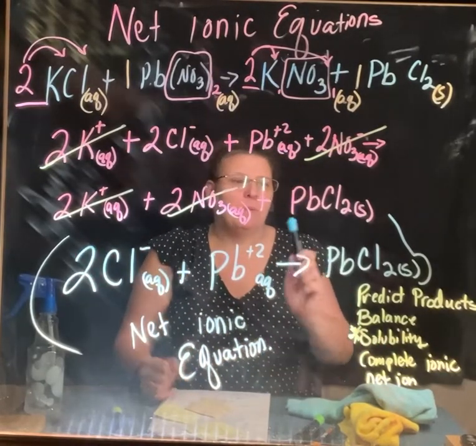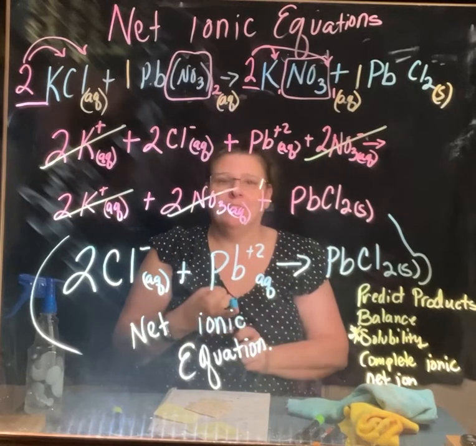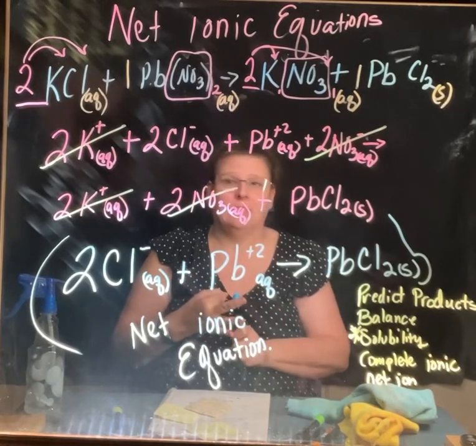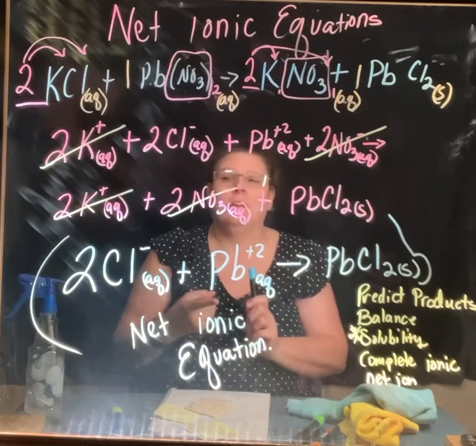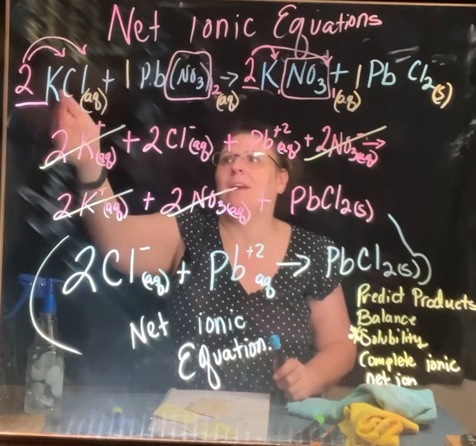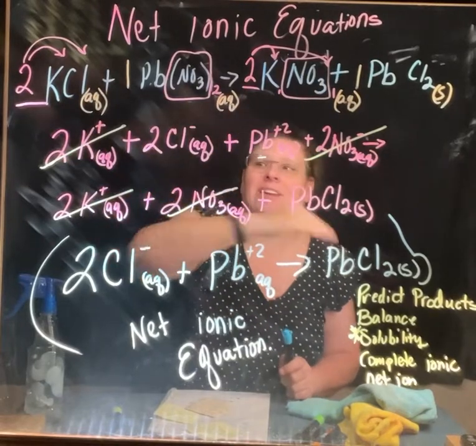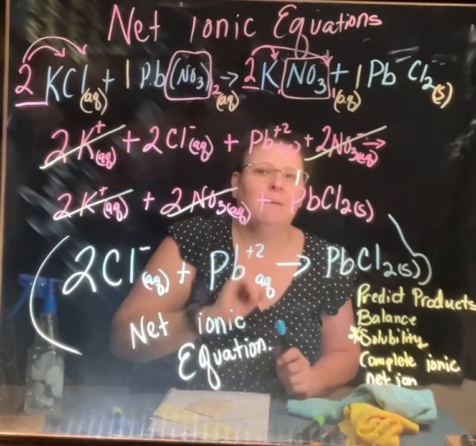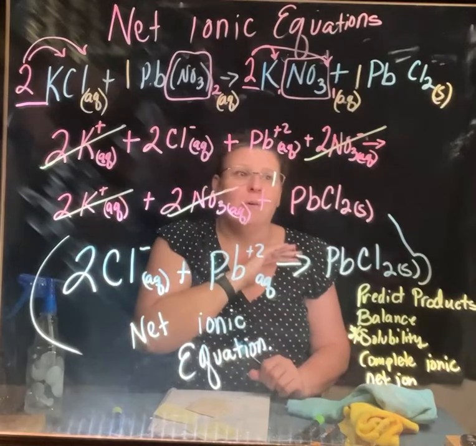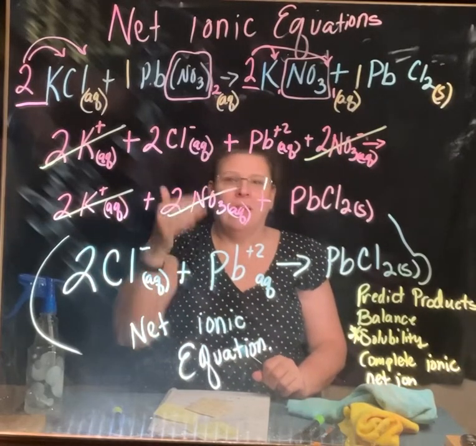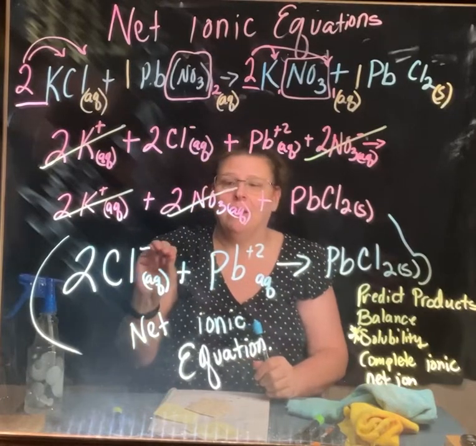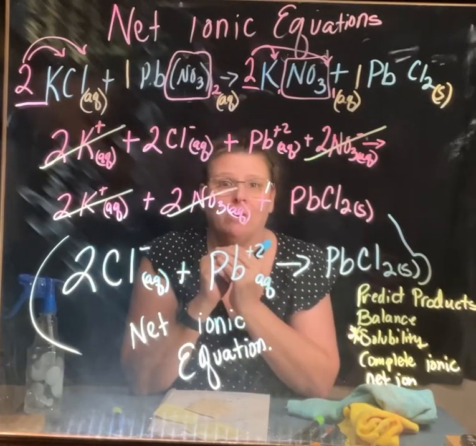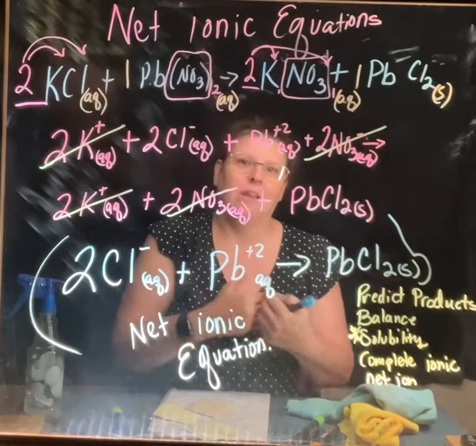Okay, so we predicted products, we balanced an equation, and we checked for solubility, because that's super important: we need to know what's aqueous and what's solid or liquid. We did a complete ionic equation by breaking each individual compound into its ions if they were aqueous. If it was solid or liquid, we left it alone. Net ionics is basically taking out all the spectators that were not playing a part and then rewriting what was left over that did play a part in the compound.